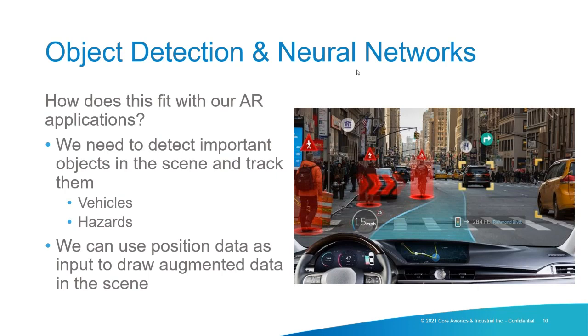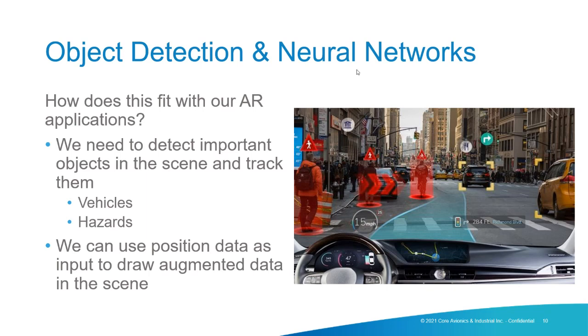And how exactly does this fit in with our AR applications? Well, as Chris was mentioning, there's a lot of objects in a scene that we might want to detect in order to notify the driver of important information. So if there's hazards in the scene, such as pedestrians, we'll want to notify the driver that, you know, in this area you have to be careful. There are pedestrians, you don't want to clip them with the side of your car.